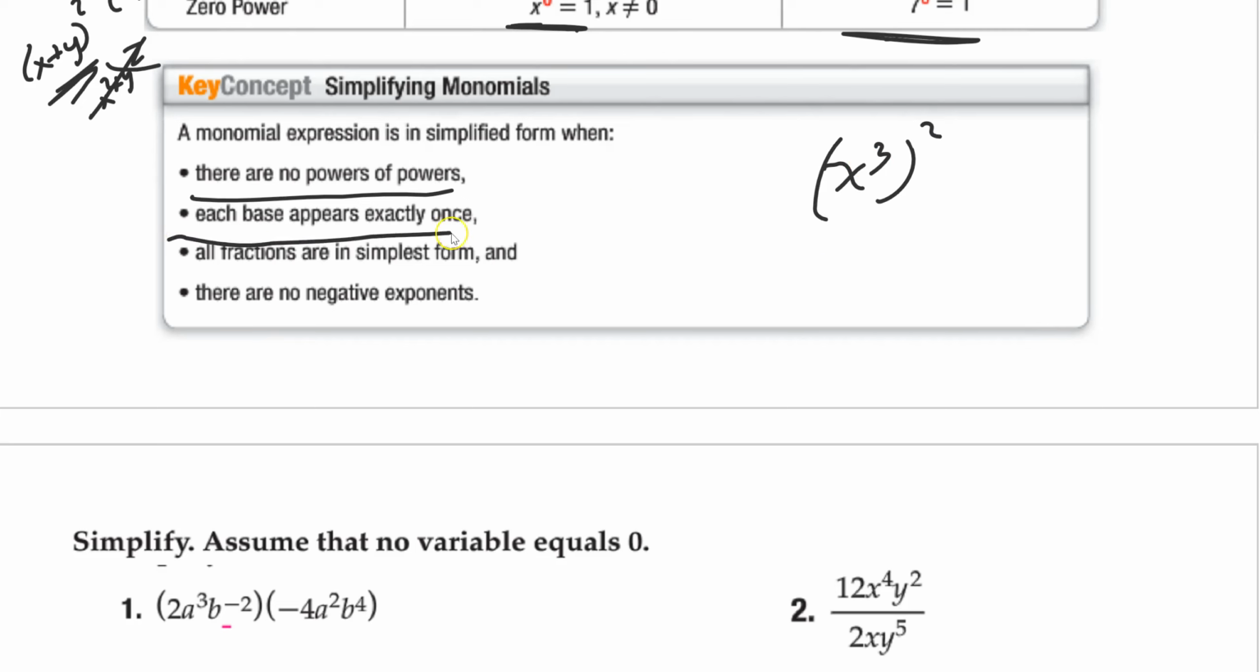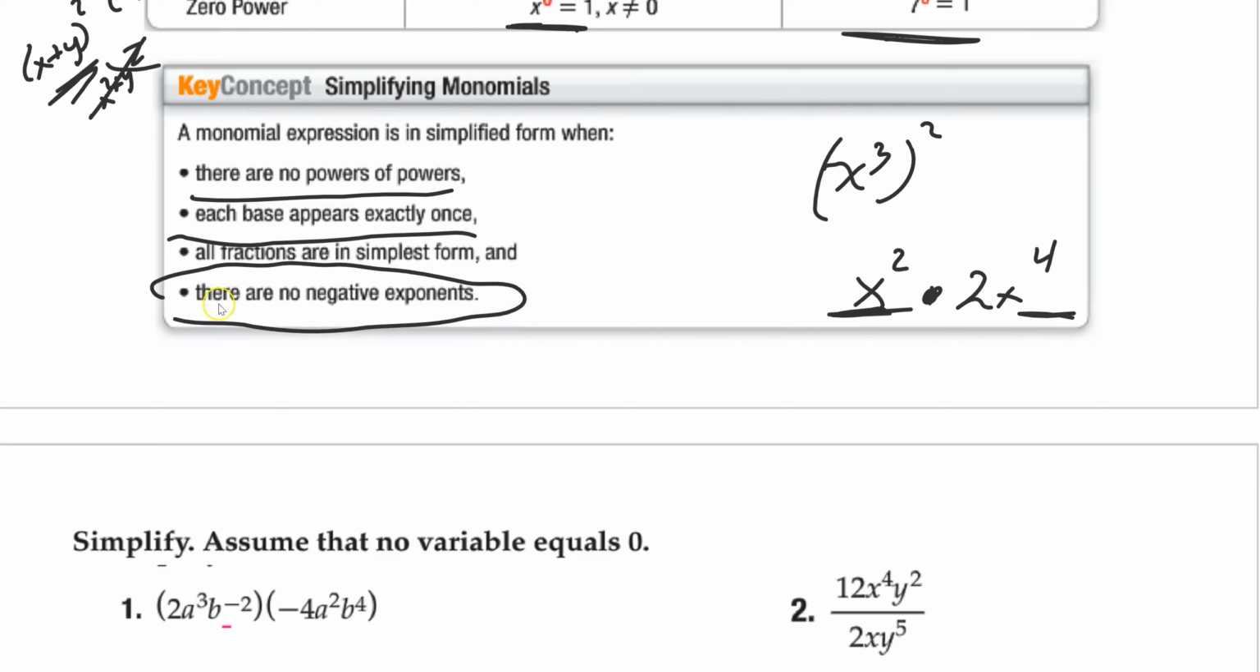Each base appears exactly once. What does that mean? If you have x squared times 2x to the 4th, you're like, wait, I could combine these. That's what that means. All fractions in simplest form. Here's the big one. It's probably kind of new. No negative exponents. If I give you this, you're like, whoa, can't have that y to the negative 1. We want to move that up. So no negative exponents. I think the rest are fairly obvious. That one's the only one. If we want you to simplify, we generally don't want negative exponents.